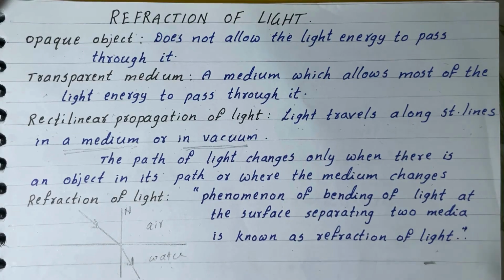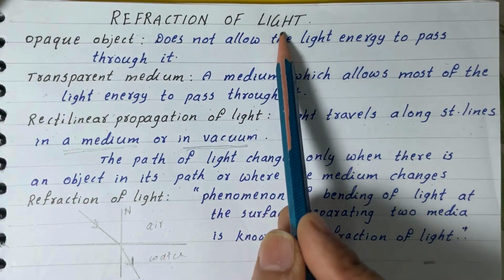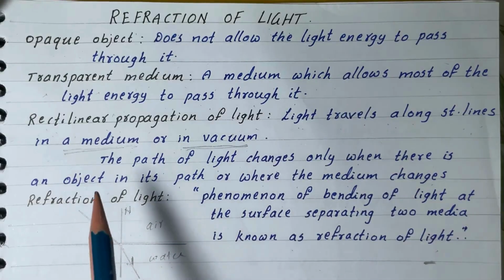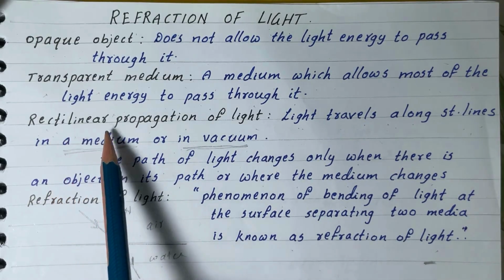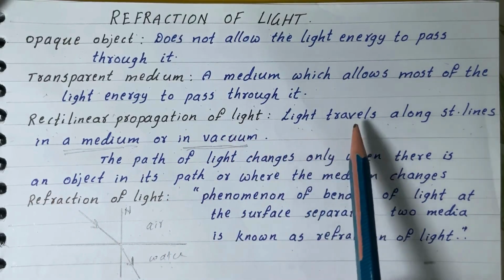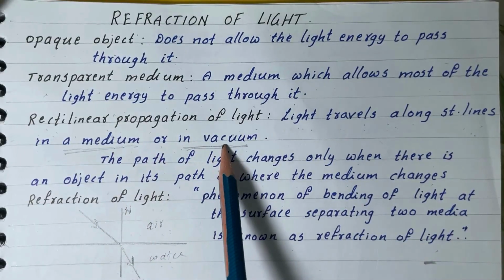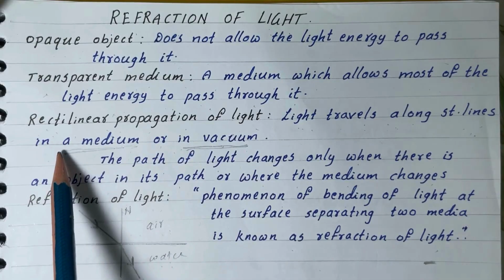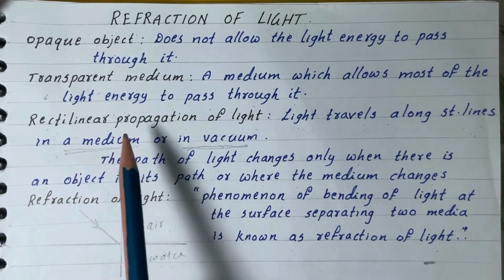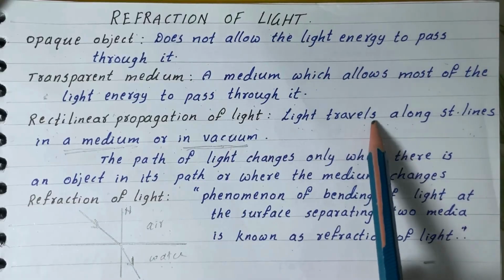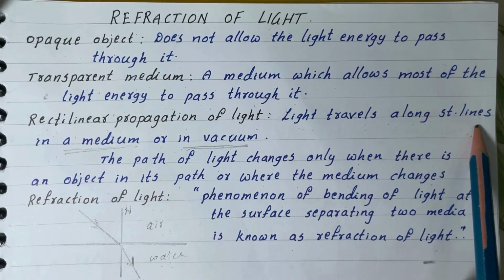Welcome to Topic Wise. Today's topic is refraction of light. Here we recall one property of light, that is rectilinear propagation of light. Light travels along straight lines in a medium or in vacuum. As long as light is traveling in a particular medium or in vacuum, it travels along straight lines.